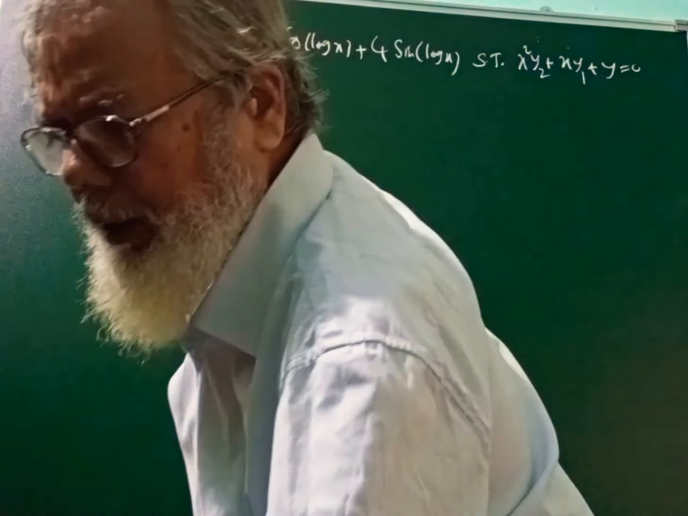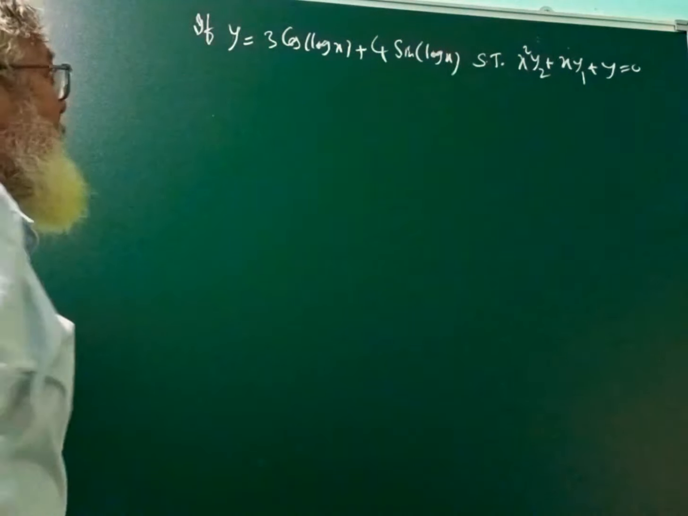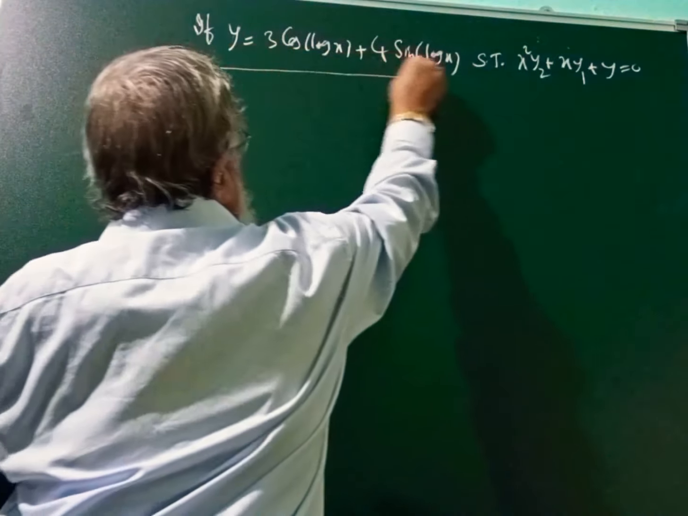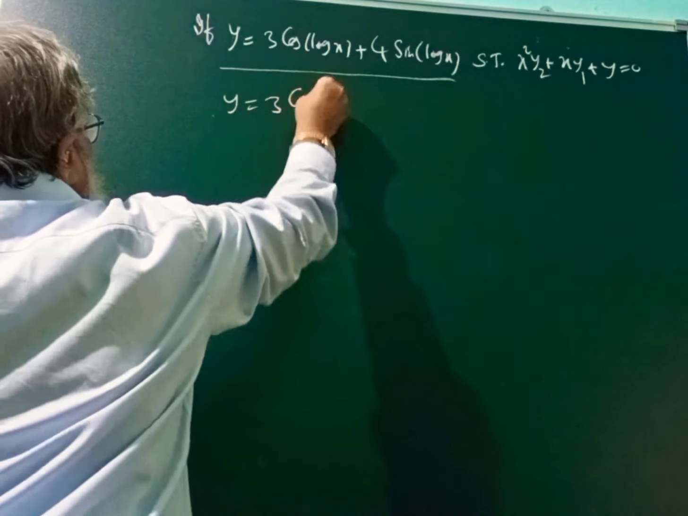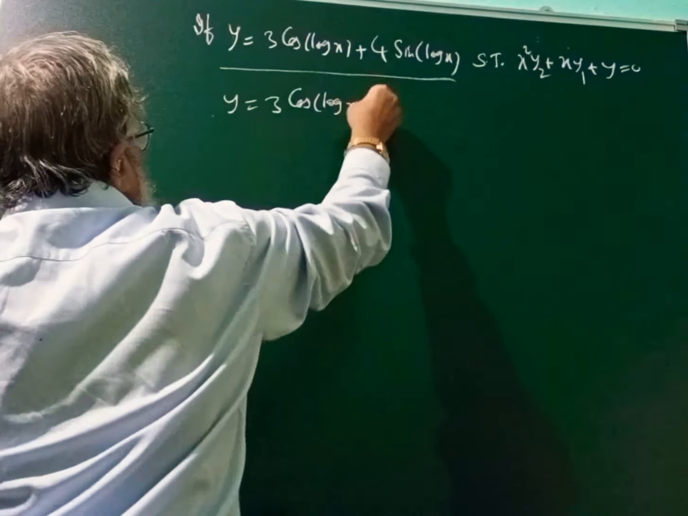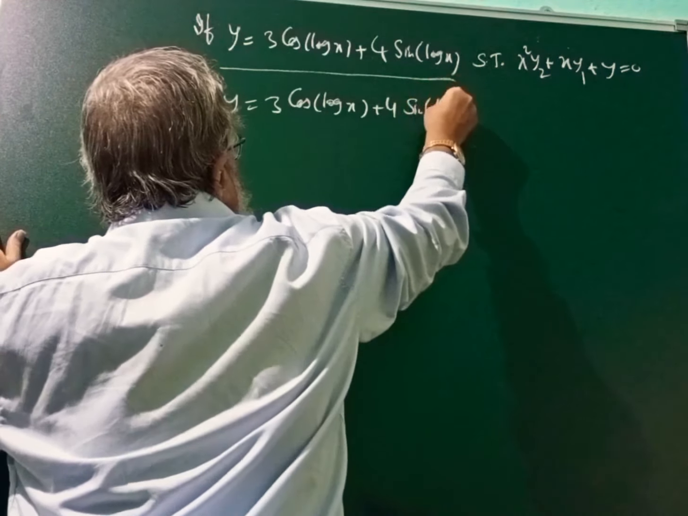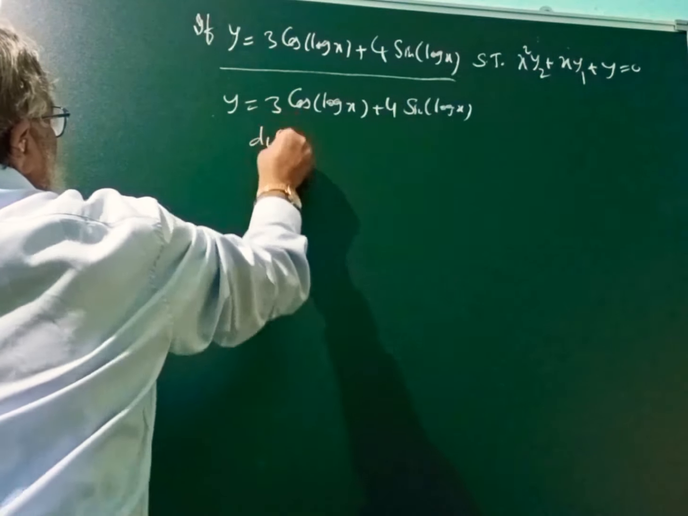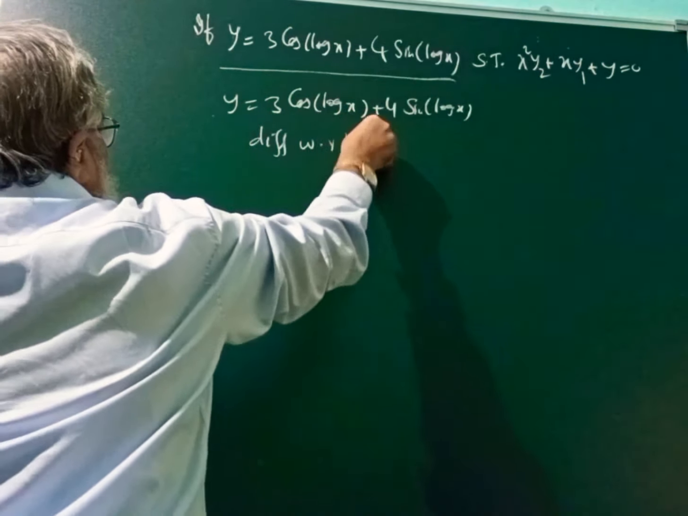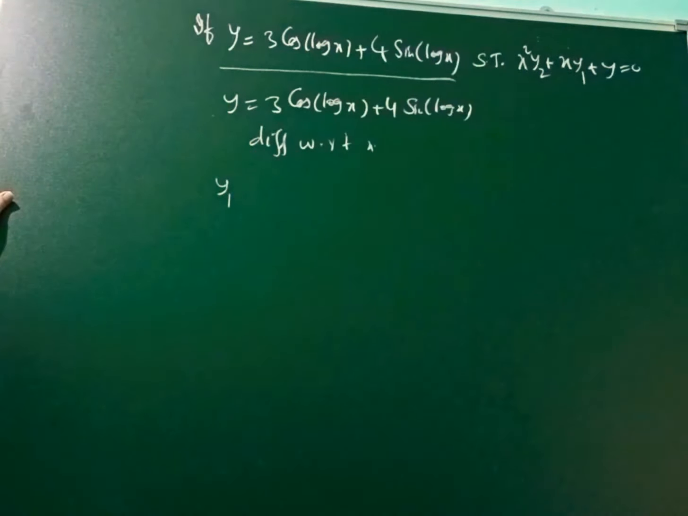Now, this problem has already been asked 2-3 times in the examination. It is an important problem. Here it is. Y is equal to 3 cos of log x plus 4 sin of log x. Now differentiate with respect to x. Differentiation of y is dy by dx, or we may denote it by y1. Y1 means first differentiation of y.